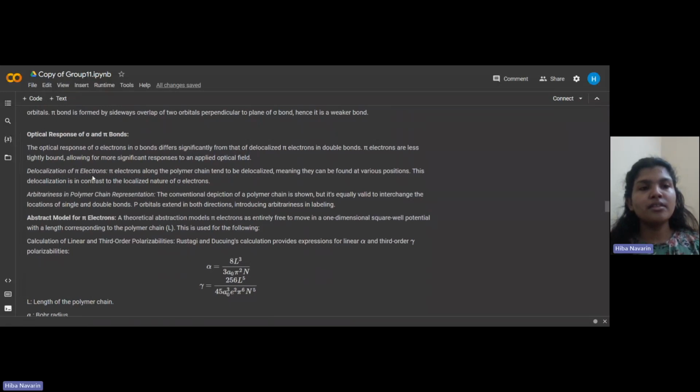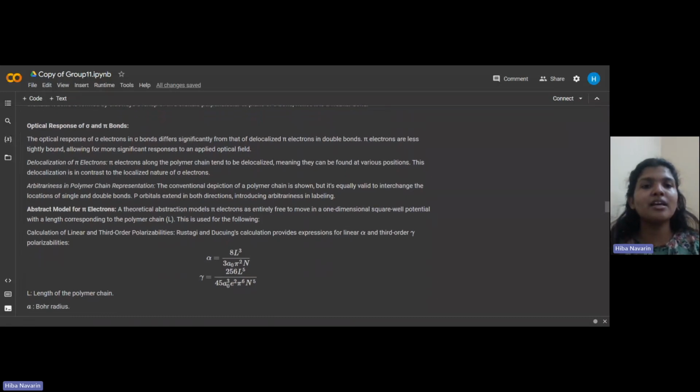So the optical response of such molecules, which have delocalized electrons, can be very significant and different from that of normal compounds, especially if it's conjugated.